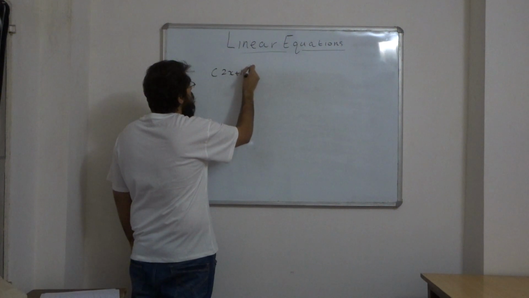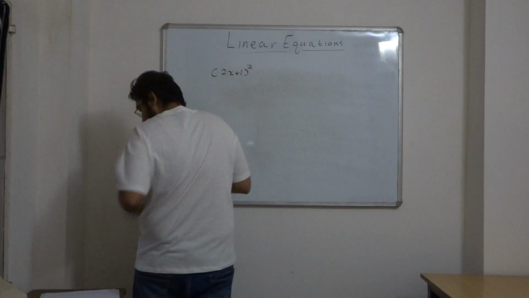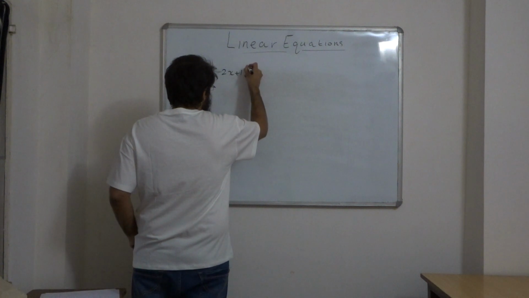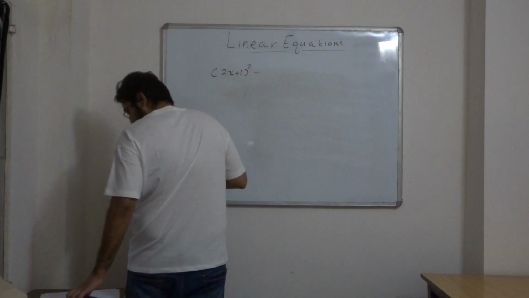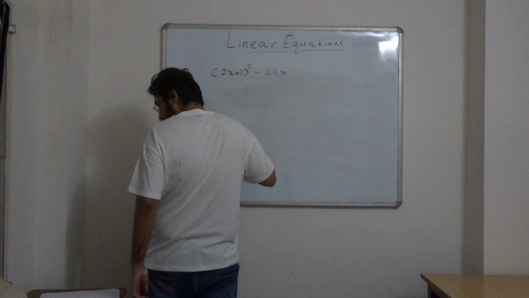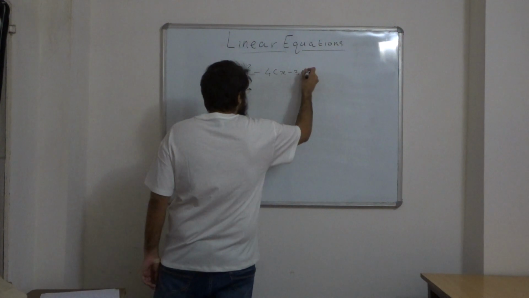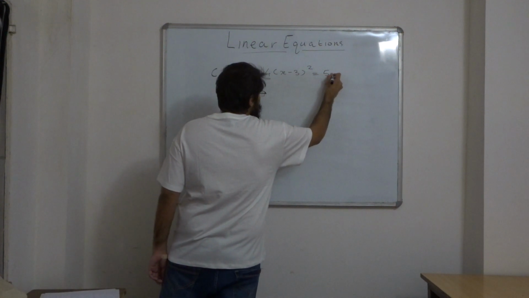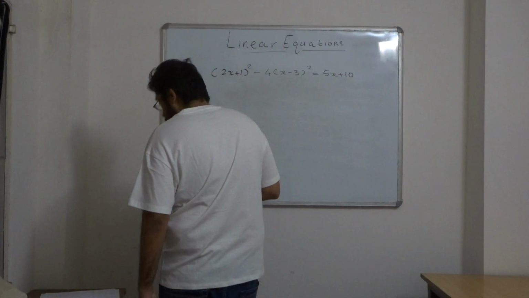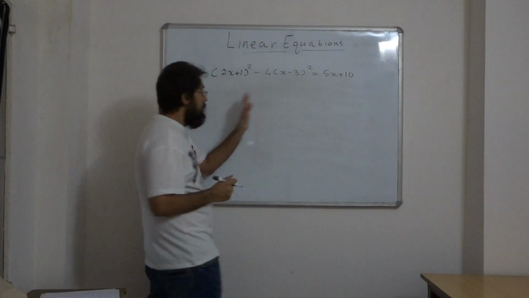Plus 1 squared. Okay, 2x plus 1 squared, minus 4 over x minus 3 squared, equals 5x plus 10. Yes, equals 5x plus 10.